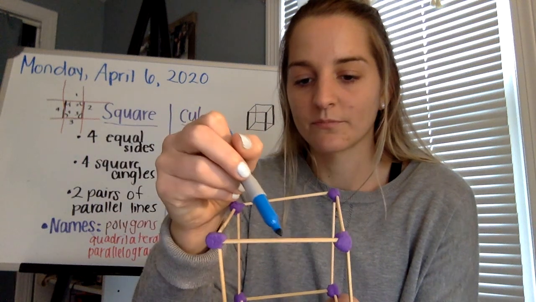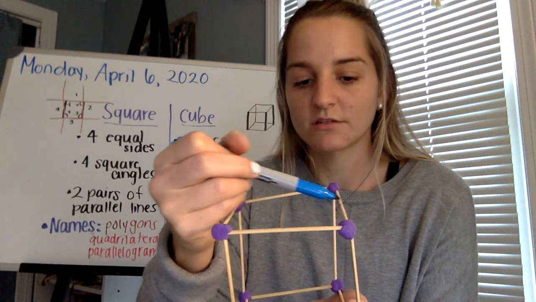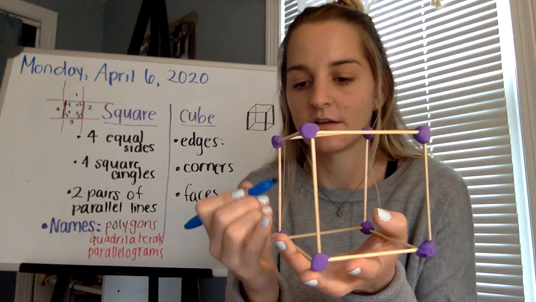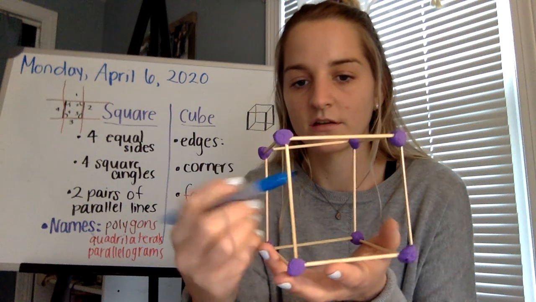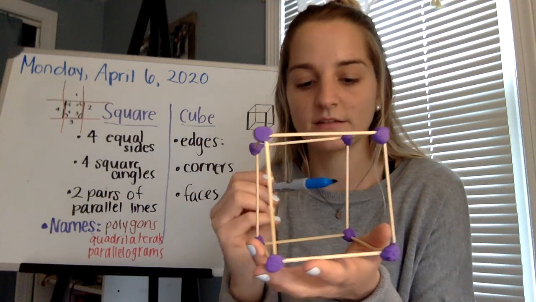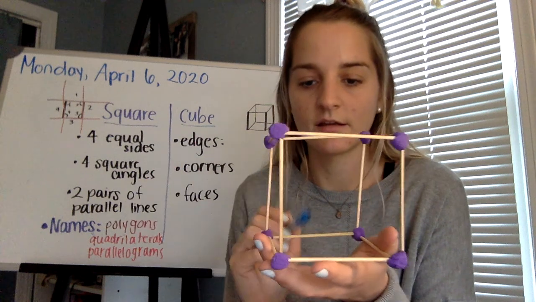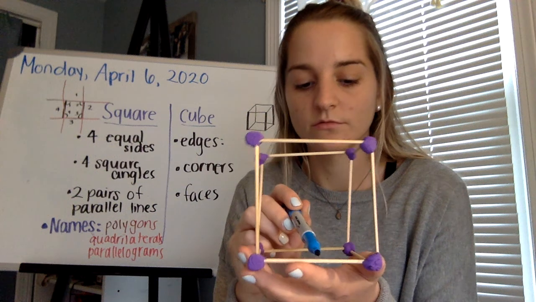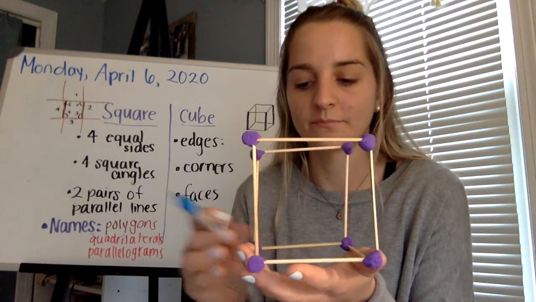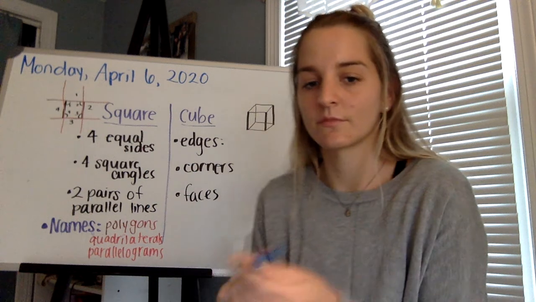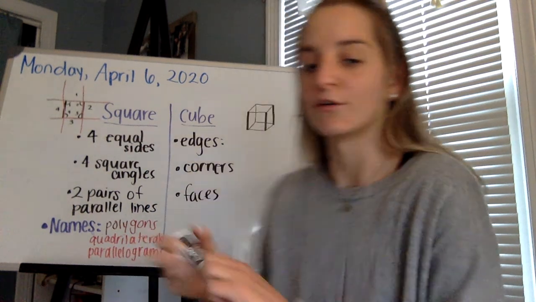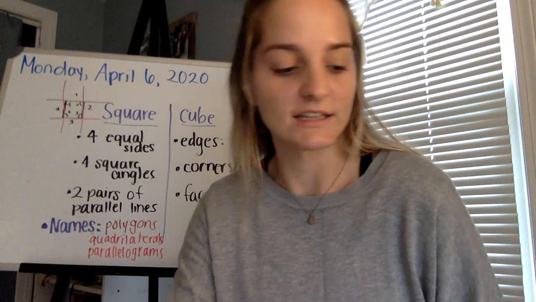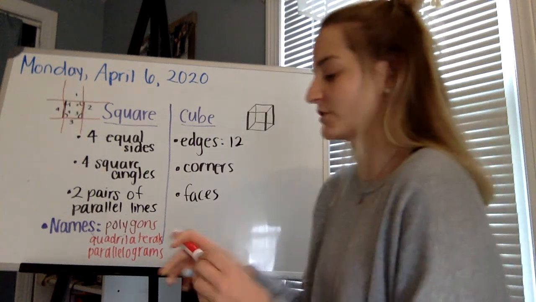So I'm going to count 1 edge, 2 edges, 3 edges, 4 edges. Now I'm going to go around on the sides. 5, 6, 7, 8, 9, and on the bottom 10, 11, 12. Okay? So there are 12 edges of a cube.